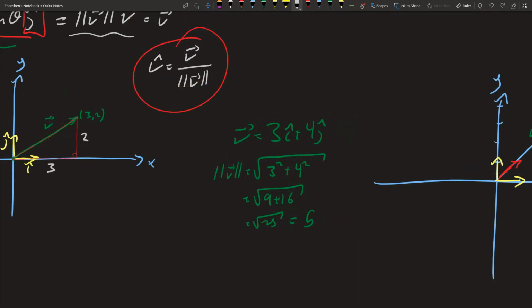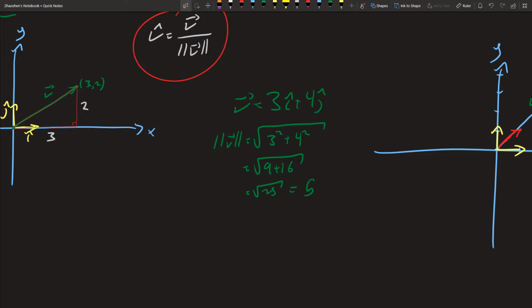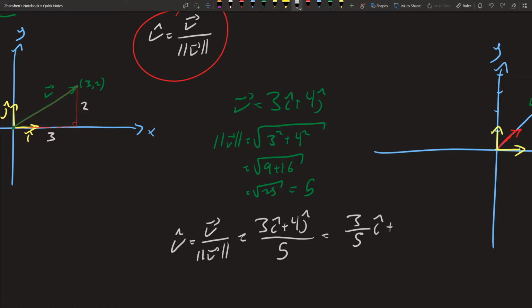Okay, now that we have both the vector itself and its magnitude, we can find the unit vector, which is equal to the vector itself over its magnitude. Write down the vector itself, which is 3i plus 4j all over 5. Now let's get 5 inside i and inside j, so it's 3 over 5 i plus 4 over 5 j.